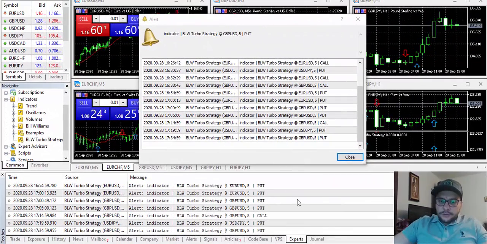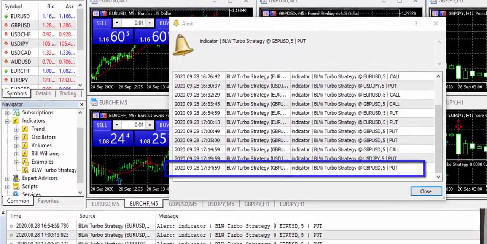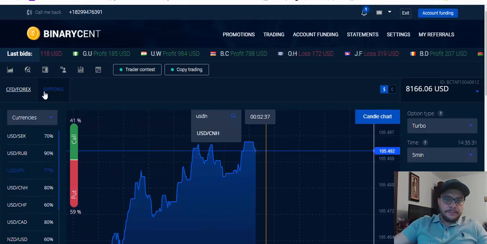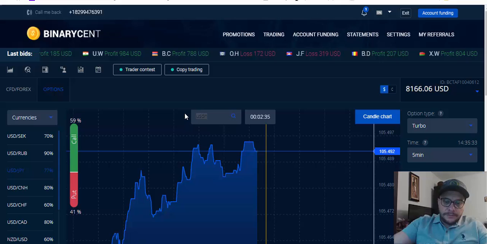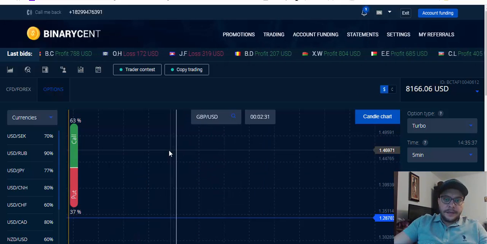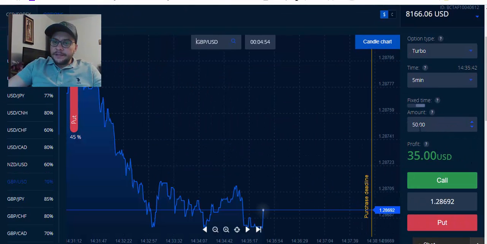All right. So we have a signal from BLW Turbo Strategy app. We have GBP USD, which is a put. GBP USD a put. Let's go to our broker. Let's find GBP USD. Here it is, GBP USD. It's a put. Let's increase this one to 500.